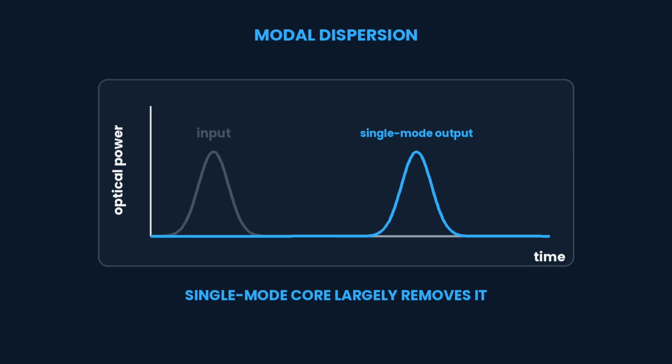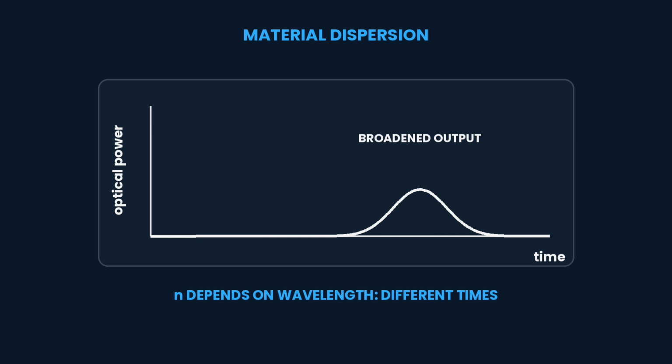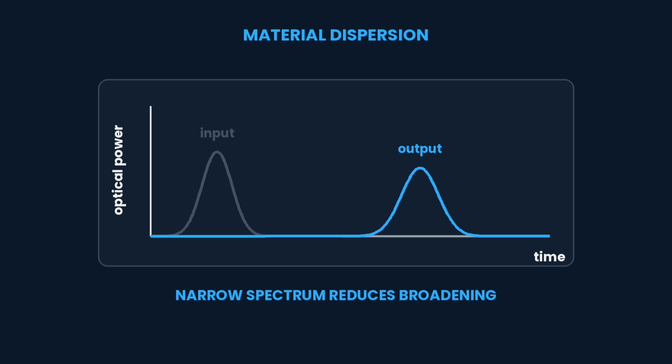Material dispersion has a different cause. Refractive index depends on wavelength, so the spectral components of one pulse have different propagation times and arrive at slightly different times. A narrow spectrum source reduces this broadening.